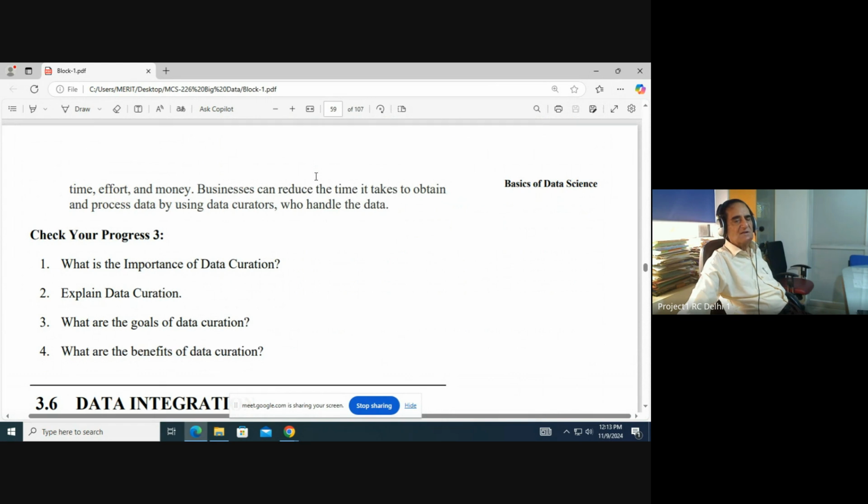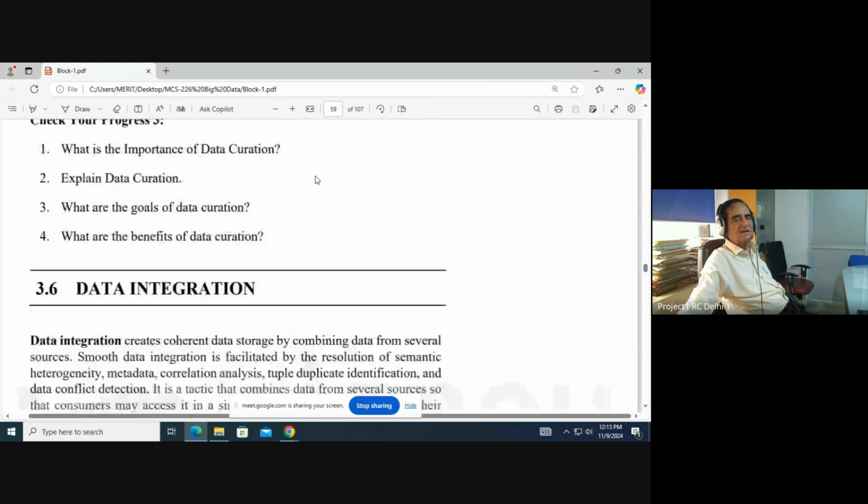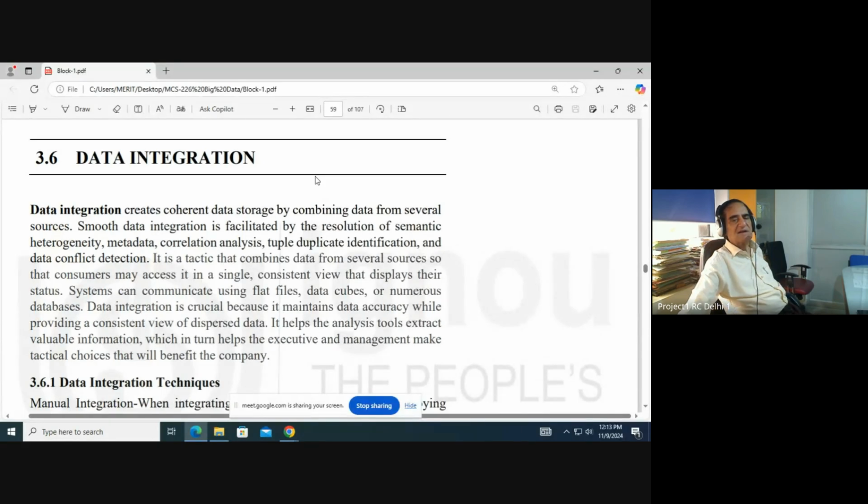That's what it is. So now let's do data integration. Data integration creates coherent data storage by combining data from several sources. Smooth data integration is facilitated by resolution of semantic heterogeneity, metadata, correlation analysis, and so on and so forth.